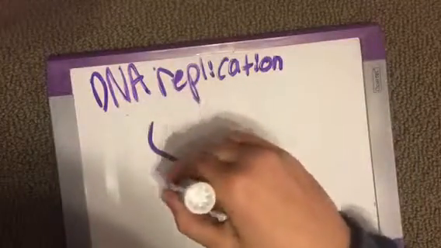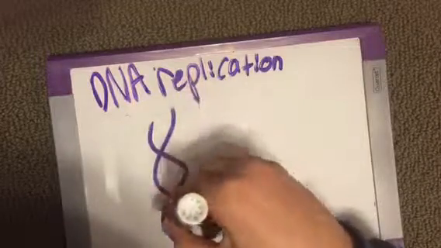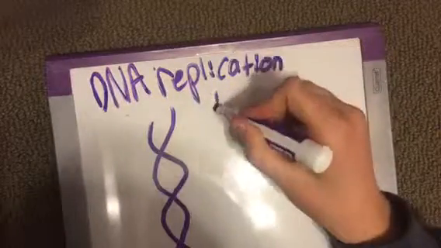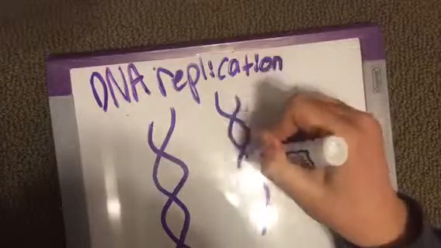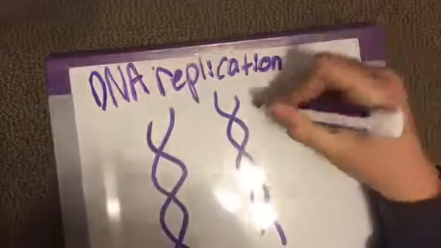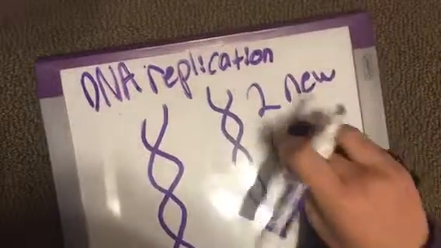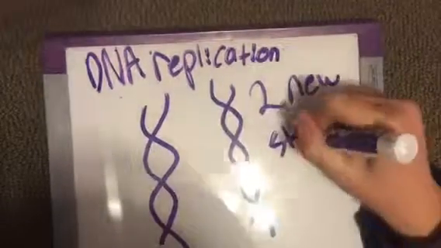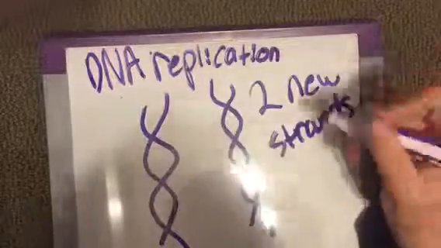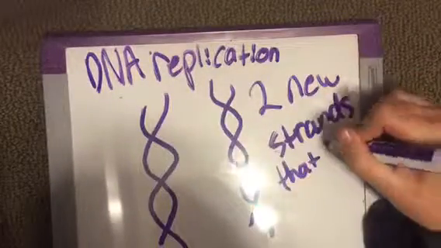Now that all these steps have been completed, you have 2 brand new strands of DNA, or helices, and the 2 new helices both have 1 new strand and 1 old strand, and they are complementary with each other.